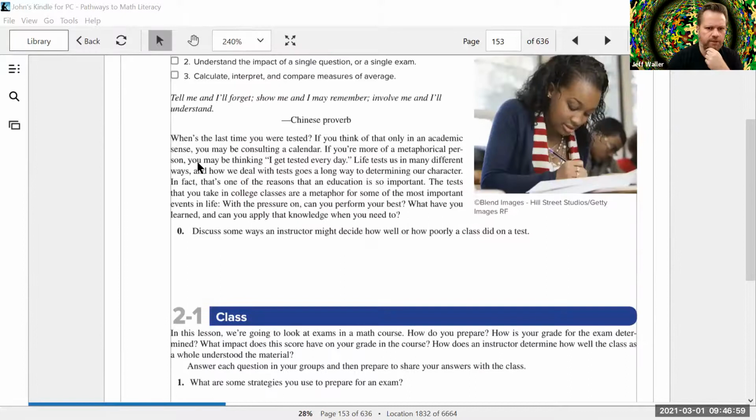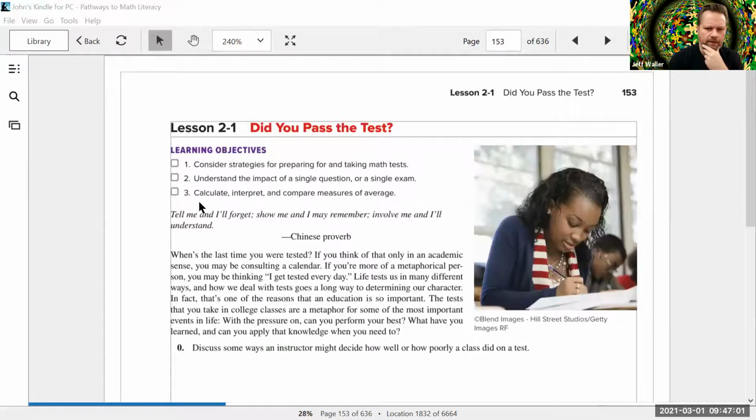So here we're going to talk about a couple of specific things: what to do for math tests. I've got some handouts that I'm going to put up on Canvas for tomorrow about taking a math test, what you can do. We're going to analyze the overall effect of a single question. So if you skip a question, or should you give it a try.